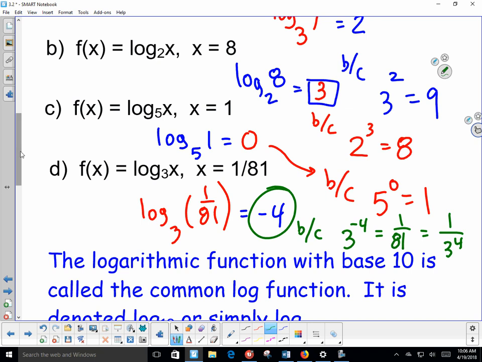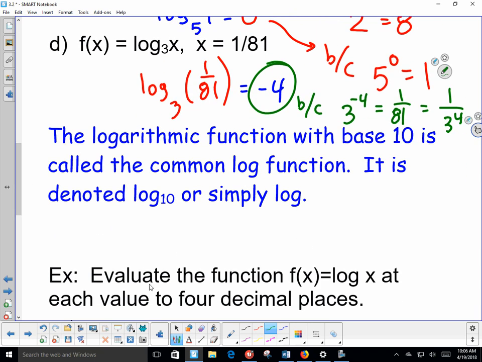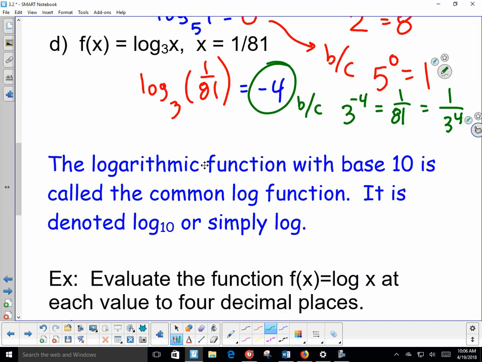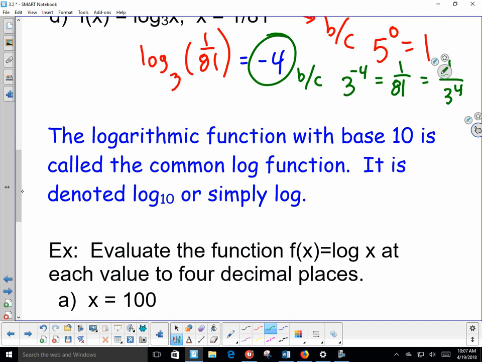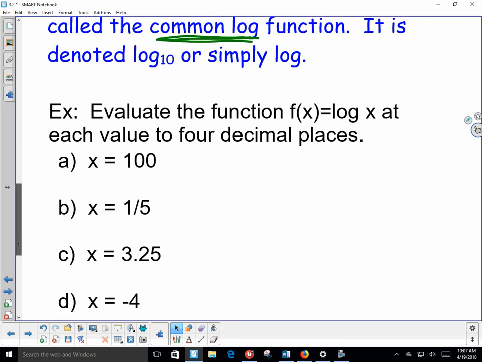Okay. The logarithmic function with base 10, because here's base 3, we have base 3, we have base 5, and so on. But if we have base 10, that is called the common log. All right? And it is denoted log to the base 10, like the little 10 is the base, or simply log. So if you don't see a base, it's understood to be common log, base 10. All right. So let's try evaluating some common log functions.